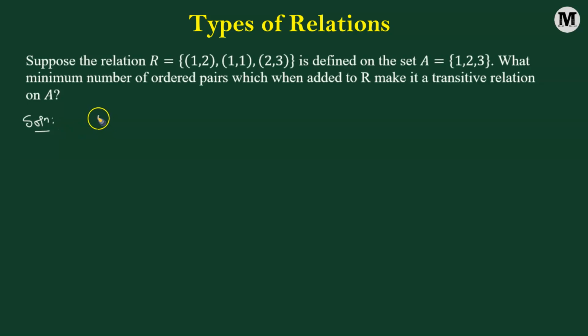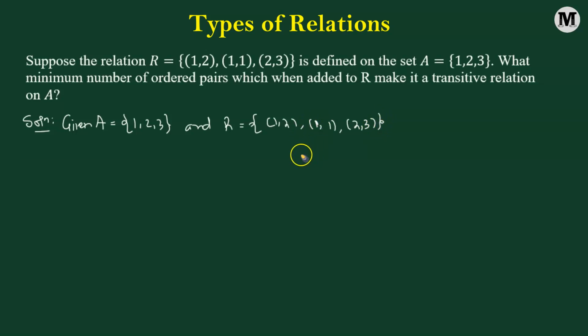So here we have a set A containing the elements 1, 2, and 3. This is provided to us, and we have a relation R, which is this set of ordered pairs (1, 2), (1, 1), and (2, 3). Our goal is to find out the minimum number of ordered pairs which, when added to the relation R, make R a transitive relation.